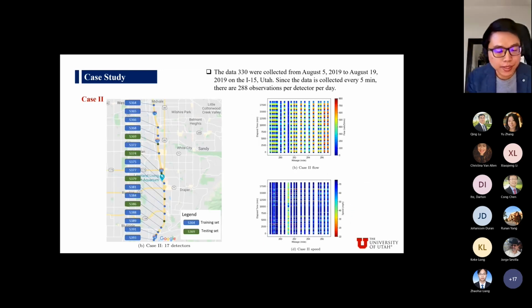And in the second case study, we're trying to test the model performance with a larger data set. Here we have about 17 detectors, and we're using 13 of them for training and 4 of them for testing. Those data are still collected on the I-15 freeway corridor in the state of Utah, and we have about 288 observations per detector per day.